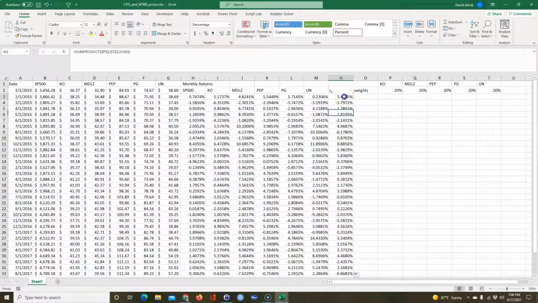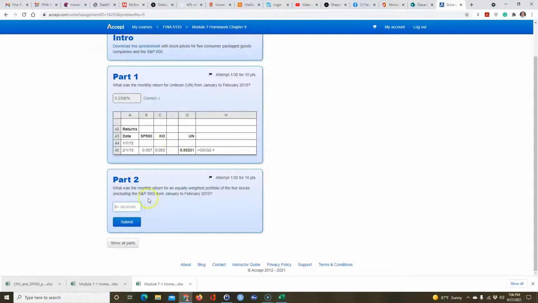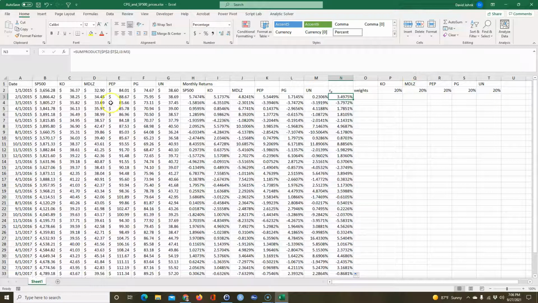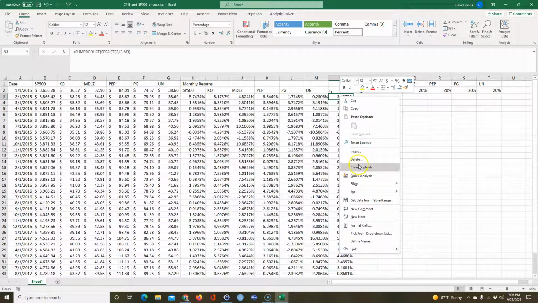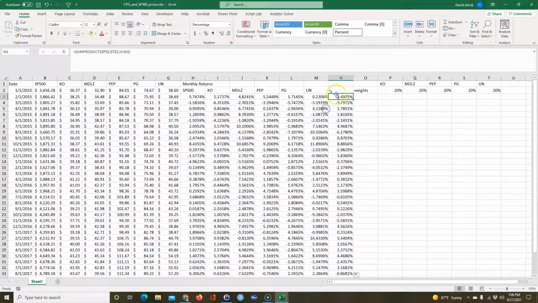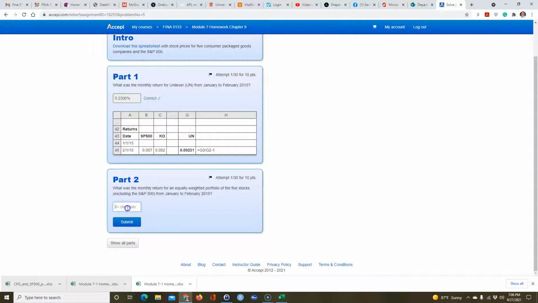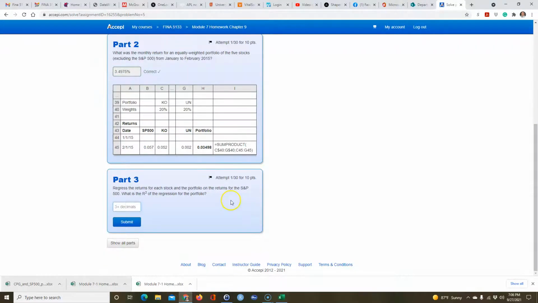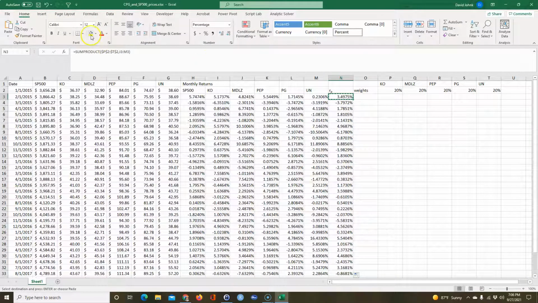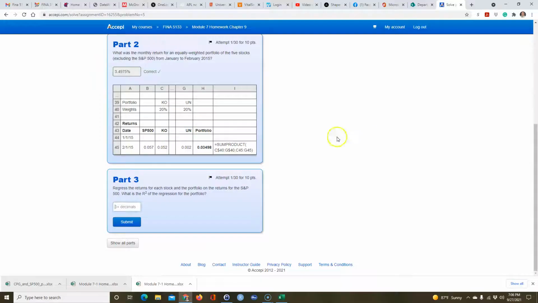But anyway, I believe they're asking for, excluding S&P 500, January to February 2015. This is January to February 2015. So it would be this answer right here. So I can go ahead and click on it. Control C, alternate tab, Control V, submit, and that's correct. Okay. So far we've answered this question and that question. All right. So let's look at the next question.